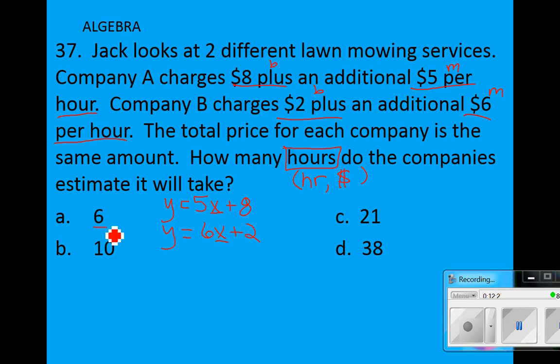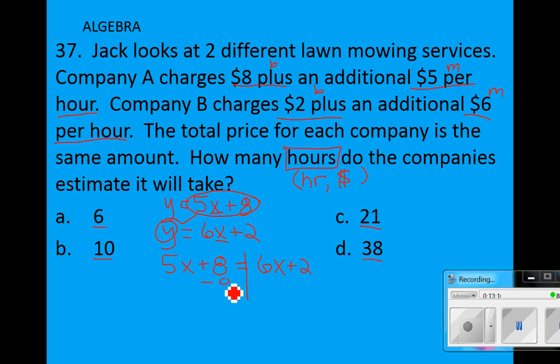Or you could take each of these and substitute them in for x. Let's first start with substitution. Because we have both set equal to y, that means we're just going to set them equal to each other. So 5x plus 8 equals 6x plus 2. You could take each x value and substitute it in and get a true statement. When you get the true statement, that's going to be your answer choice. Or we can simply solve for x right here.